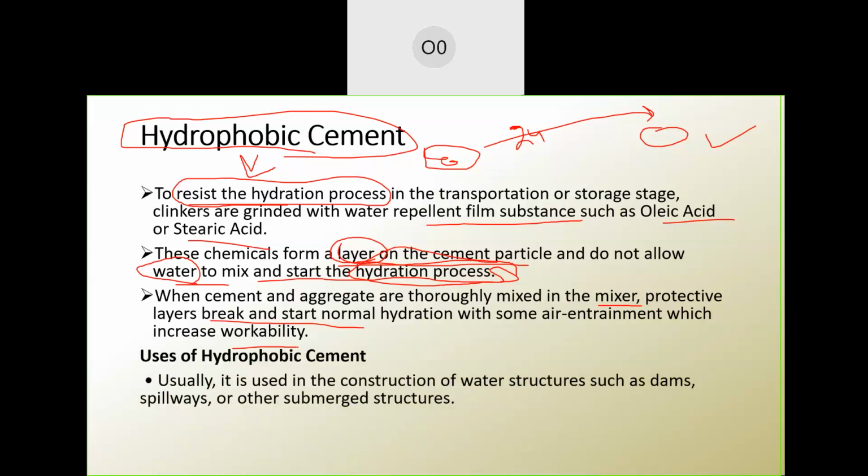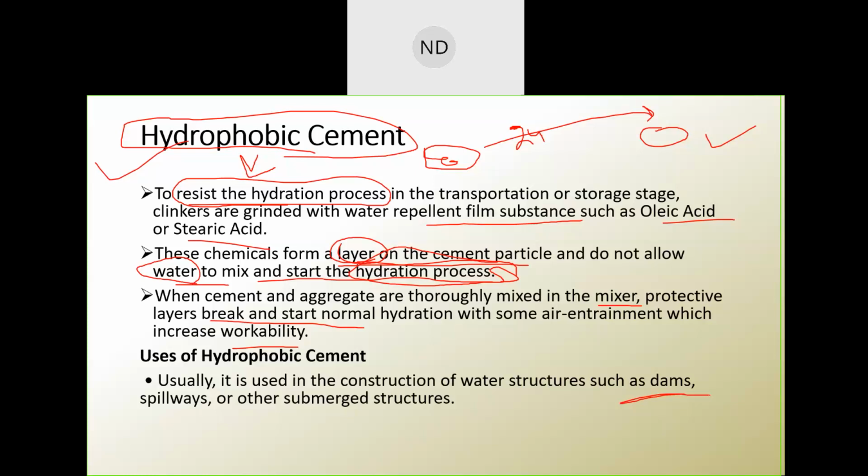Hydrophobic cement is used in the construction of water structures such as dams. This is another kind of cement which can be used in dams, because dams take a lot of time to construct. When you are constructing a dam, it will take a long time. So once you have worked for one day, suppose, and again the next day you are going to work.